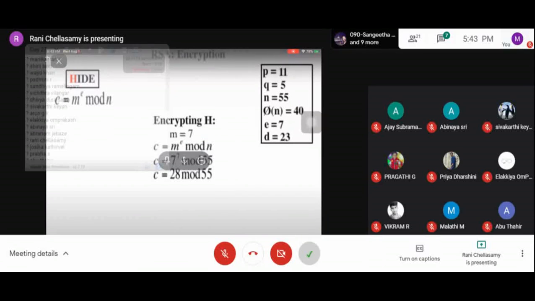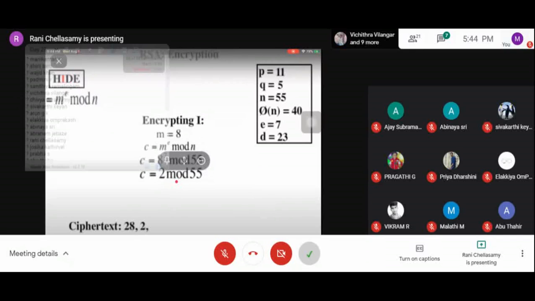Okay, fine. So take the first letter in your plain text. H is the first letter. The numerical position of H in alphabetical order gives you the value 7. Substitute this in the formula, C equals m power e mod n. So 7 power 7 mod 55. Upon calculating this in your scientific calculator, you will get the ciphertext value as 28. So for the plain text H, the ciphertext value will be 28.